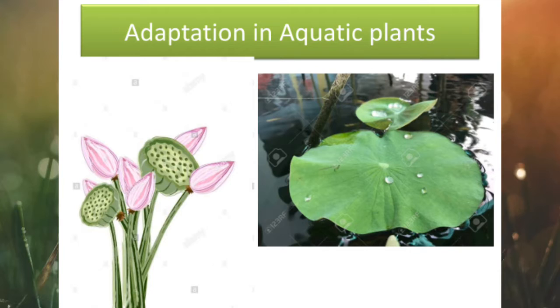Adaptation in aquatic plants. Some of the aquatic plants are firmly rooted in the soil at the bottom of the water bodies. Their stems are submerged while leaves and flowers float on the surface. However, some plants are entirely afloat. Their roots are not anchored in the soil.